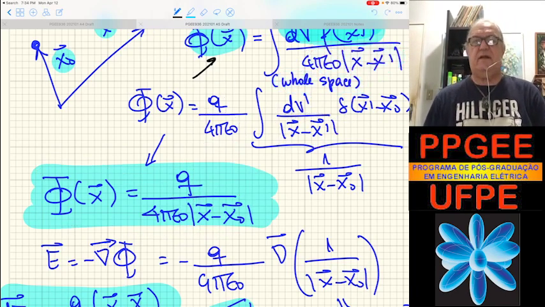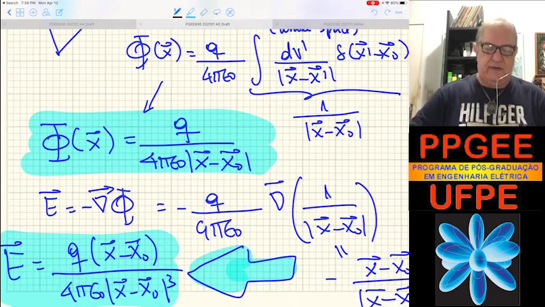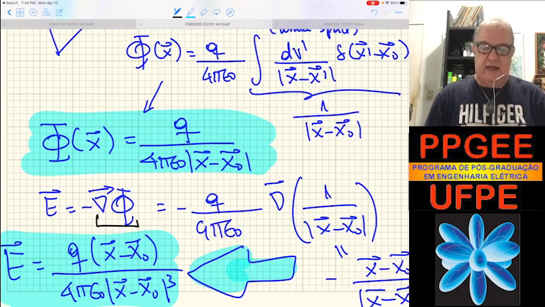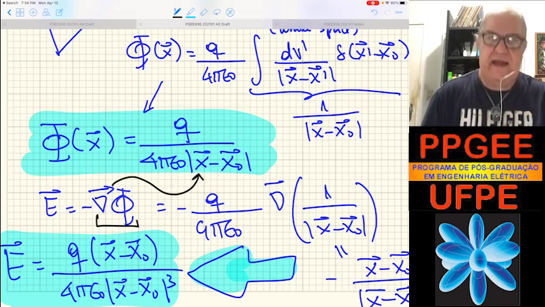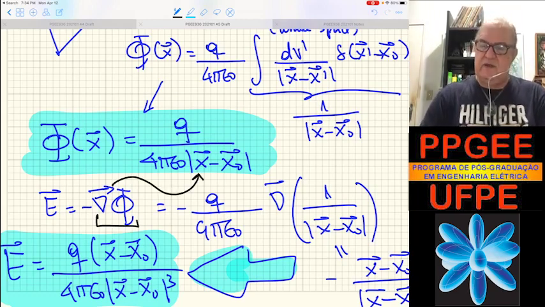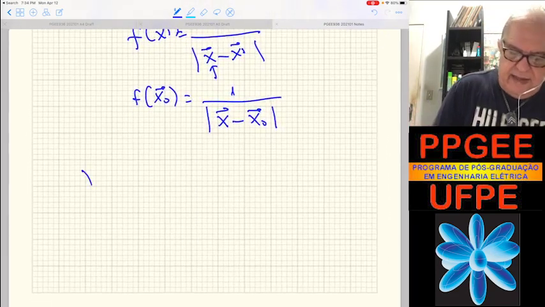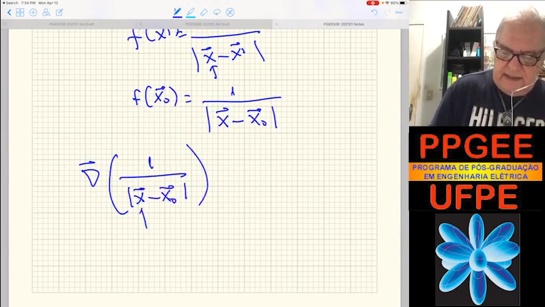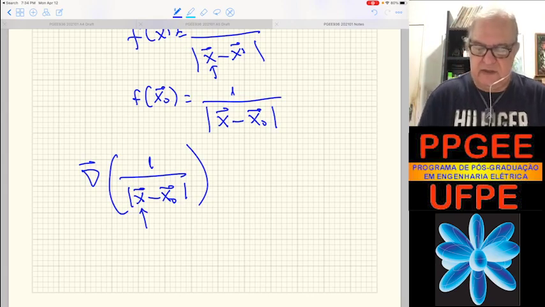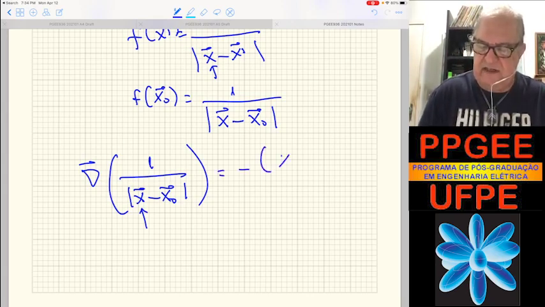Okay? That's the simplest example. Let's calculate the field. The field is the gradient of this potential function, where nabla operates on the coordinates of x, right? So if you go here, nabla of 1 over the magnitude of x minus x0, this is the variable parameter, so this is going to be minus the difference vector divided by the magnitude cubed.